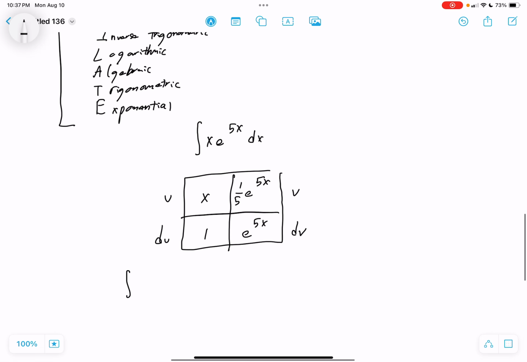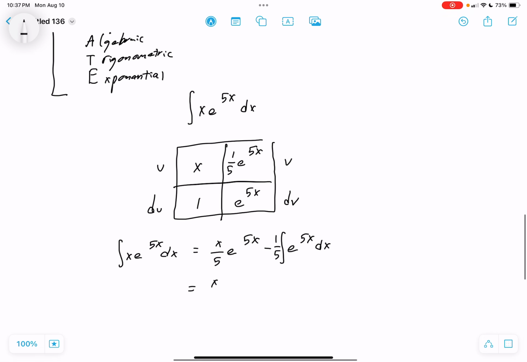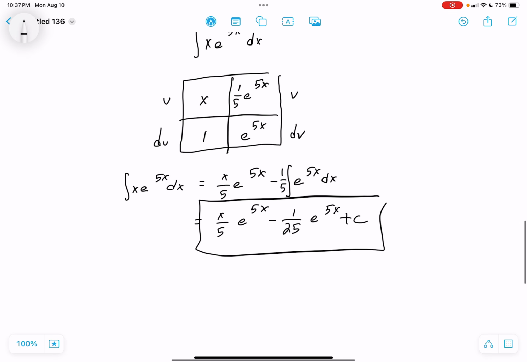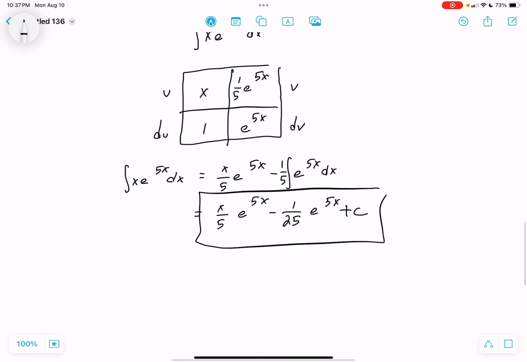So now I get that the integral of x e to the 5x dx is equal to x over 5 e to the 5x, that's uv, minus the integral of, I can take out a 1/5, e to the 5x dx. This equals x over 5 e to the 5x minus 1/25 e to the 5x, and do not forget to add your constant of integration. So that's our first basic example there. And then we can do a couple others. So what if we have the integral of 4x cosine x dx?